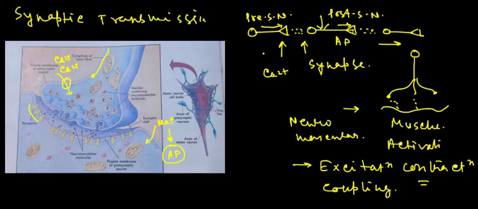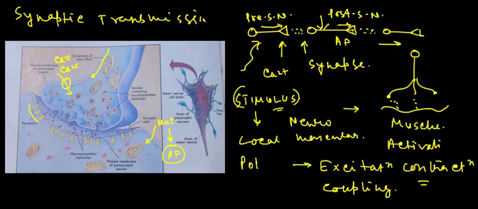So the action potential is generated by a stimulus, and when this stimulus is very strong, then the action potential will be generated. If the stimulus is weak, then it cannot surpass the threshold potential, and this is called the local potential, right? So this is all about the action potential.